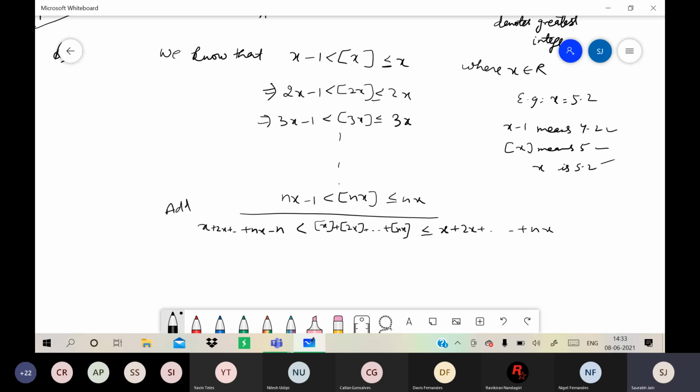Now you can add this. On the right hand side, when you take x common, it will be 1 plus 2 plus 3 up to n, and you know that it is n into n plus 1 by 2. You can calculate that by AP also. So the same thing will be on the left hand side after you take x common: n plus 1 by 2 times x minus n.